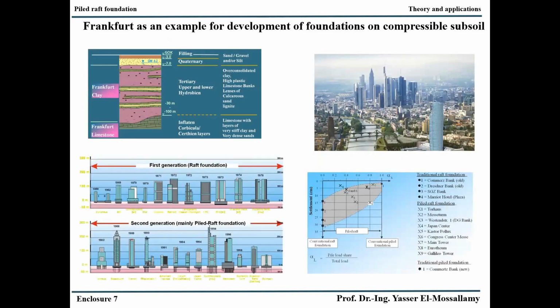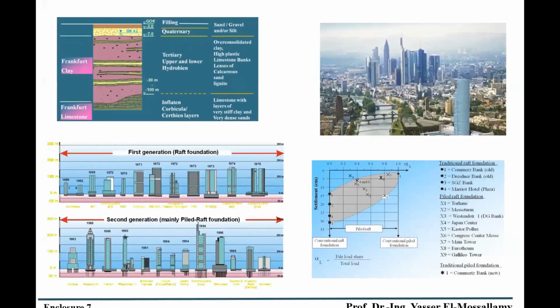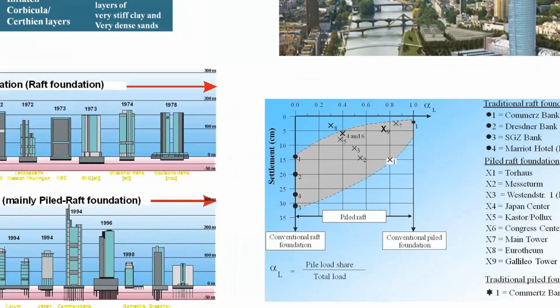This figure shows something about the history of piled raft foundation in Germany, in Frankfurt. In the right-hand side graphs, you can see a very nice, realistic figure. It is actually from measurements between the so-called alpha L, the load factor taken by the piles divided by the total load of the superstructure, and actually measured settlement for some high-rise buildings in Frankfurt.